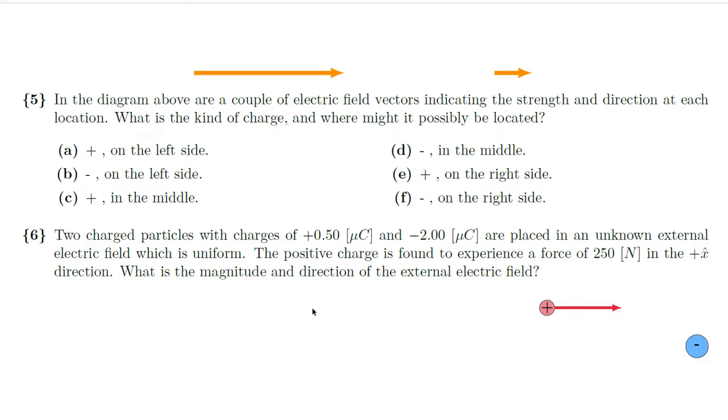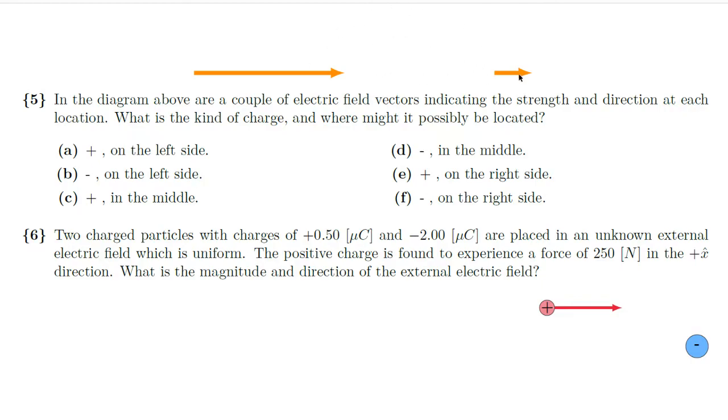Alternatively, you could have a negative charge, because you could put a negative charge on the right side of this figure, and it would make sense that both of the vectors point towards the negative charge. Now, it couldn't quite be in the middle, because in the middle, if it was any particular kind of charge, plus or minus, both arrows would be pointing towards or both pointing away, which means one of the arrows would need to be flipped if the charge was in the middle.